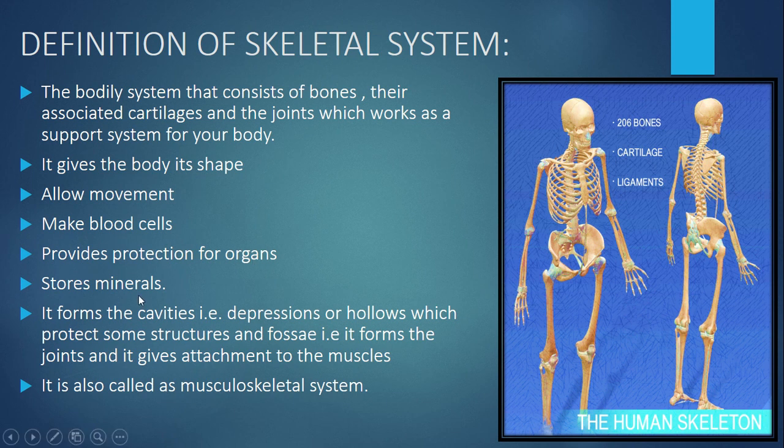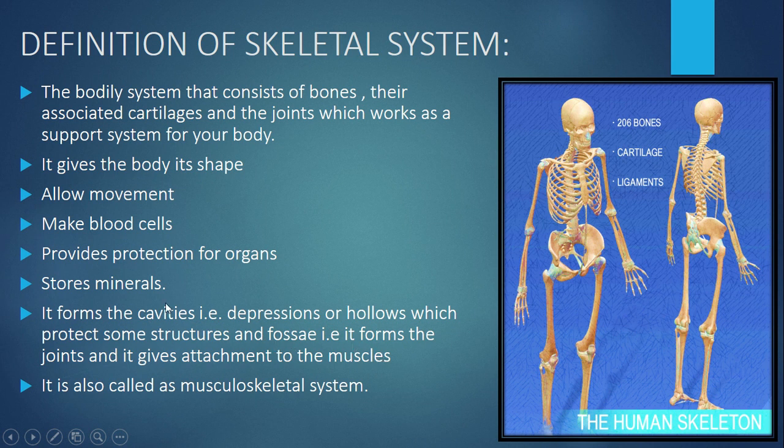It stores minerals. The bone is the main source of storing minerals. It forms the cavities, that is the depressions or hollows which protect some structures, and the fossae. It also forms the joints and gives attachment to the muscles.